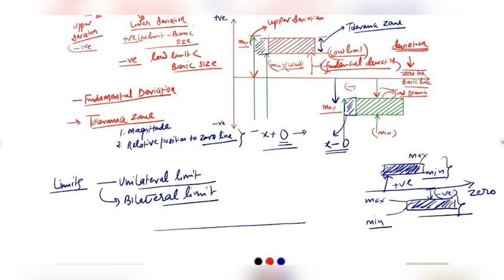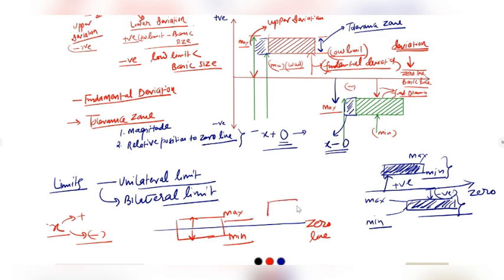However, if we represent this as a zero line, and suppose this is the maximum limit and this is the minimum limit, we can visualize that the maximum limit is on one side whereas the minimum limit is on the other side. It means the tolerance zone is on either side of the basic line, so it will be maximum limit some plus value and minimum limit some minus value from the basic size. So this is called the bilateral limit.